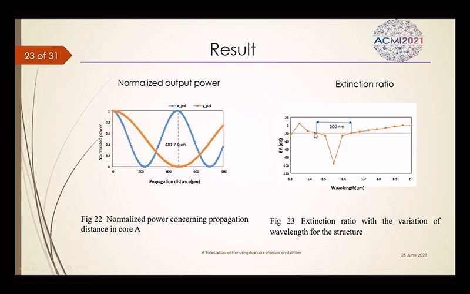And this figure shows the extinction ratio spectra, which is used for determining the working bandwidth. At the 1.55 micrometer wavelength, the splitter shows a high extinction ratio of minus 98 decibel, and the working bandwidth is 200 nanometer, which covers the S, C, L, and U bands.